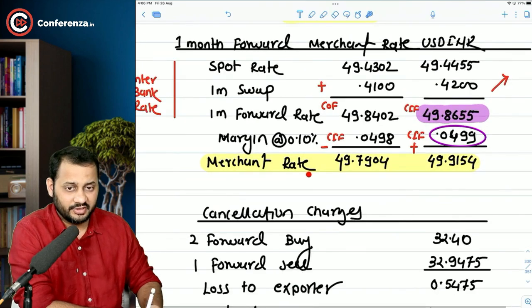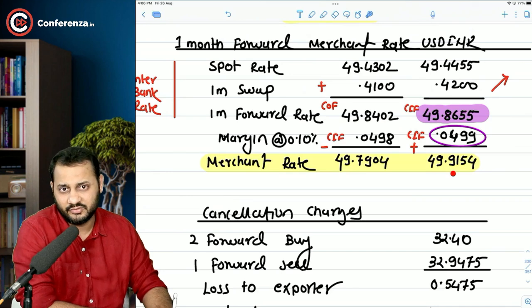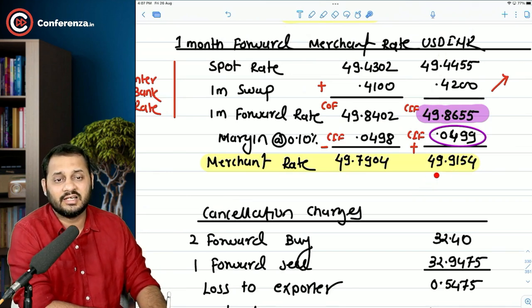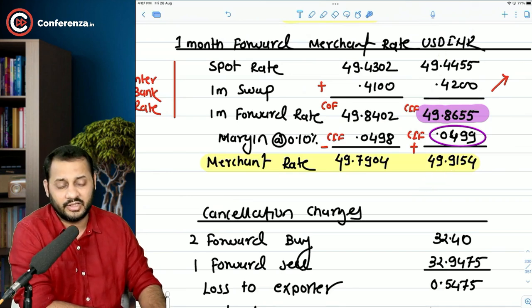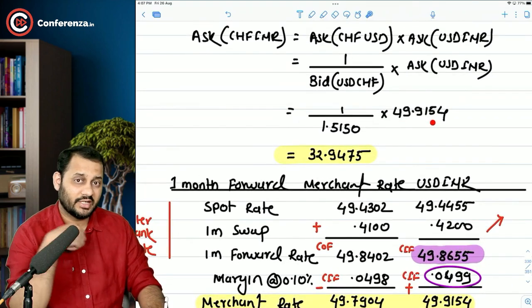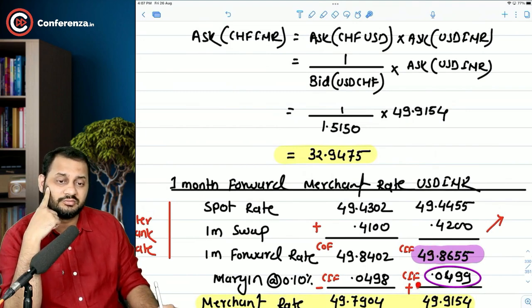Now the merchant rate arrived is 49.9154. You need the ask rate of USD INR. This is the ask rate of USD INR, 49.9154. How did we arrive at this? Adding the premium and then adding the margin. Because it's an ask rate, we can add the margin in that.